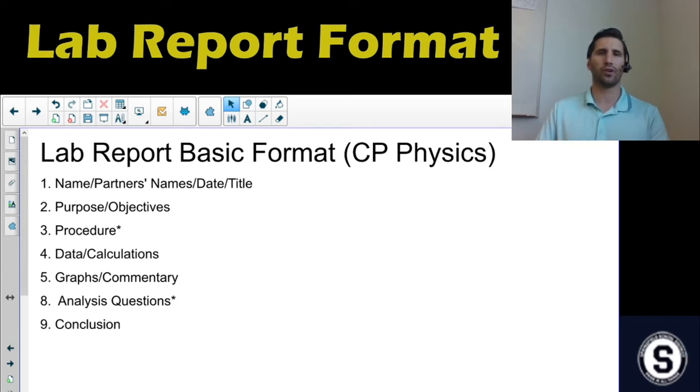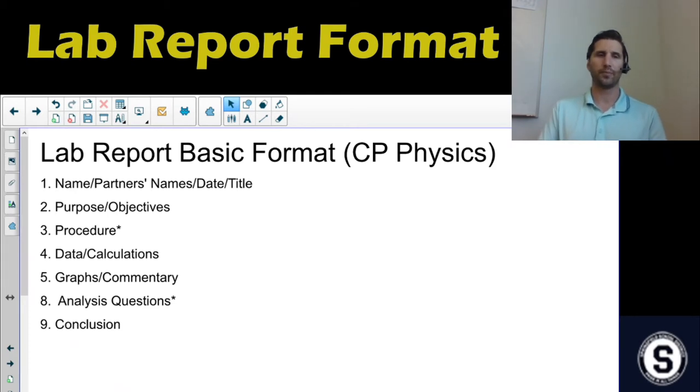And then you would talk about the procedure. So how was the data collected? Now, I put a star next to procedure because for our first lab, we're not going to worry about doing the procedure. That's something that we're going to look at later on. So you're going to be able to skip that for the first one, but that would be your next piece of the lab report.